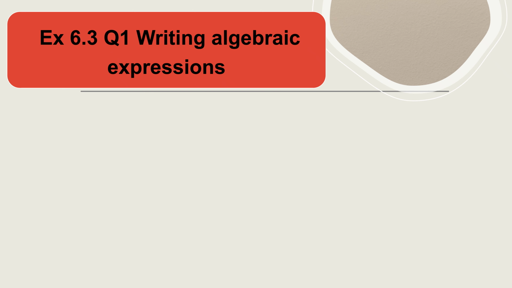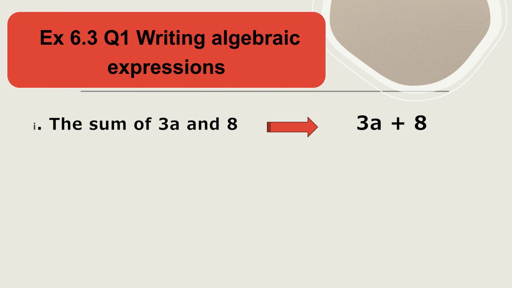This is exercise 6.3, question number 1, writing algebraic expressions. First statement is the sum of 3a and 8. Here again we have to find out the sum. So writing the algebraic expression means we have to use the addition symbol. So we can write it like this: 3a plus 8.